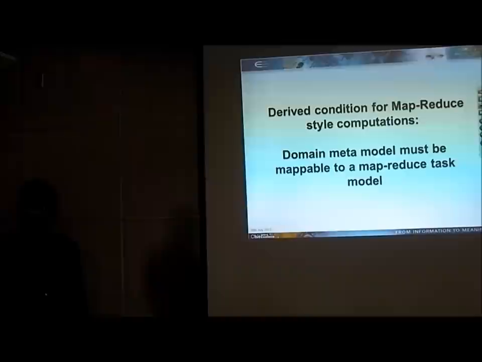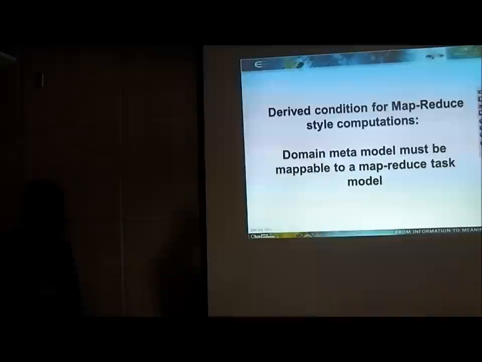Now there is a derived condition that you come to with MapReduce models. The second condition simply implies that if you are trying to do a MapReduce computation, or if you're trying to map your domain into a MapReduce model, then you should be able to map each and every concept, or completely define a MapReduce model using your domain meta model.